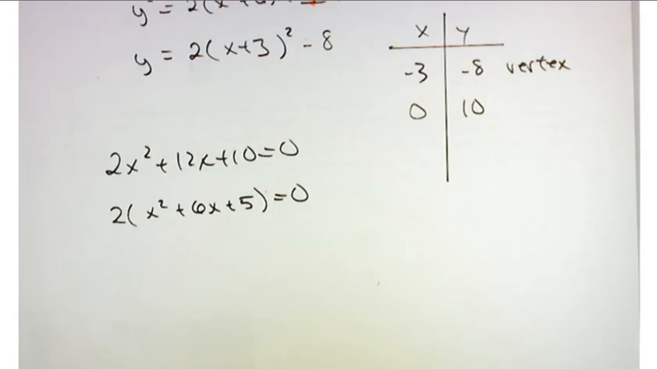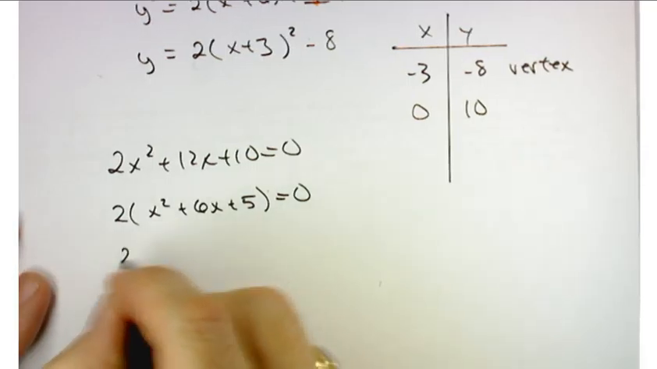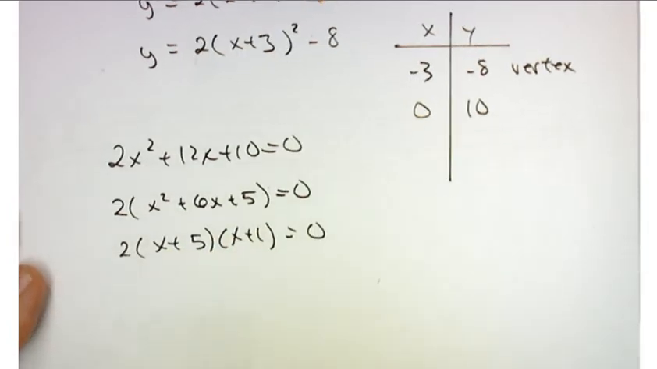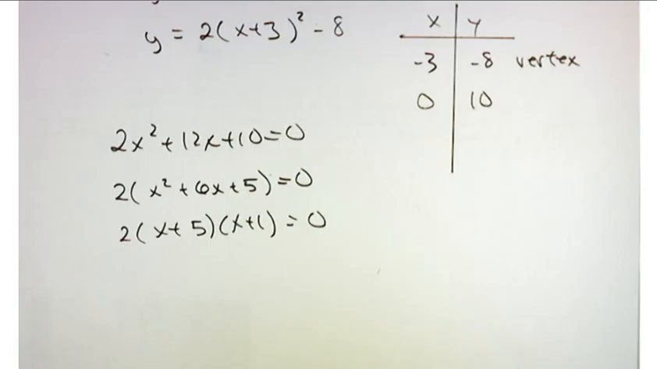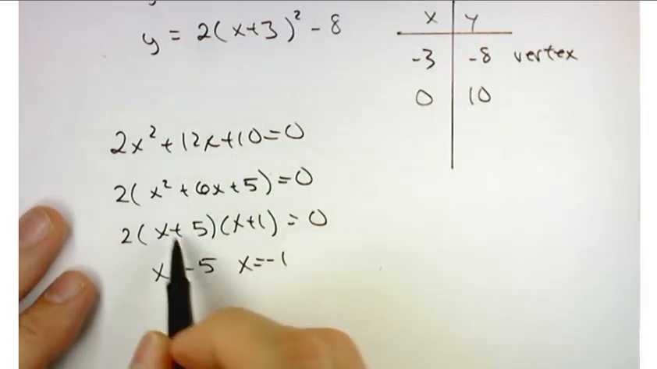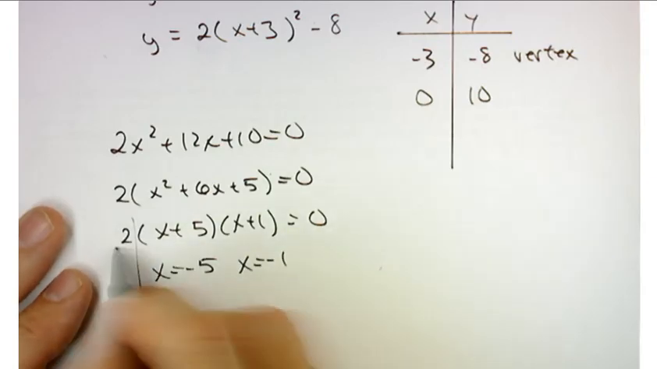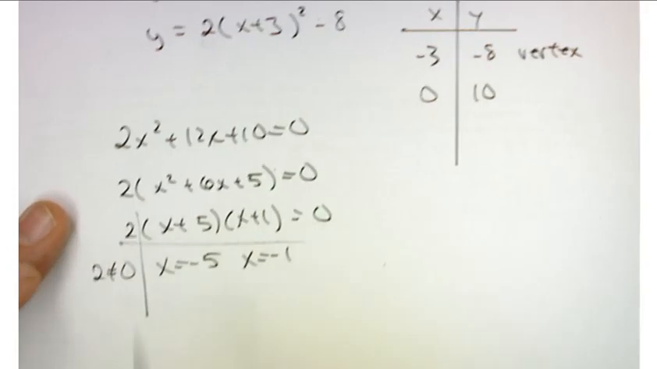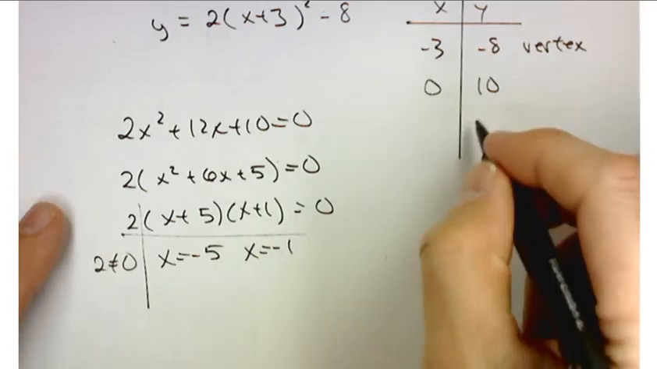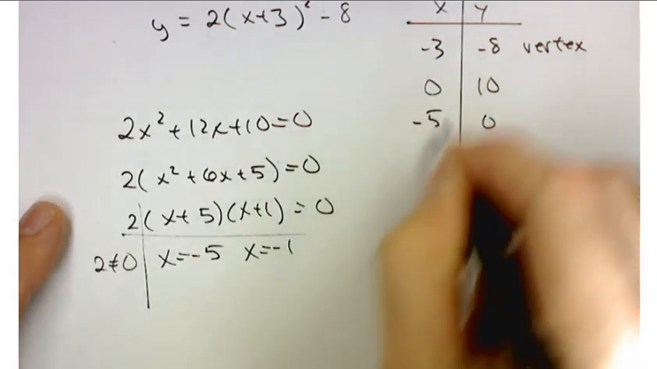All right. So let's try and do something a little bit easier. 2 times x plus 5 times x plus 1 equals 0. And you can read off the solutions for x, right? What are the solutions for x? Negative 5 and negative 1. So x equals negative 5 or x equals negative 1. The values that would make this 0. Now notice, 2 can't equal 0. So this constant out in front doesn't really matter as far as where you get a solution. So when y equals 0, x is negative 5 or negative 1.